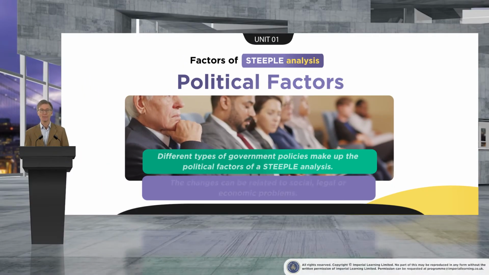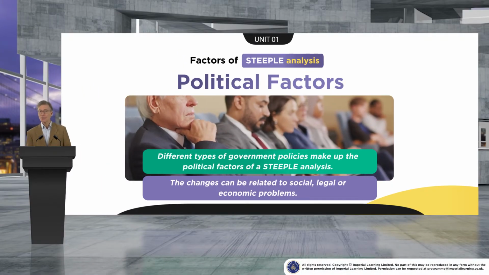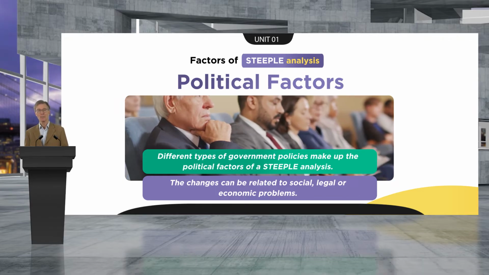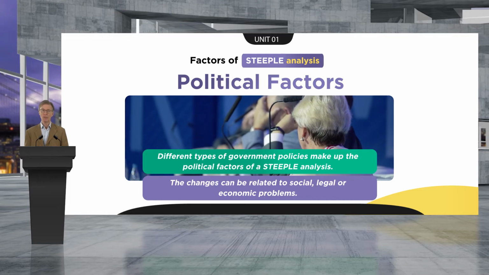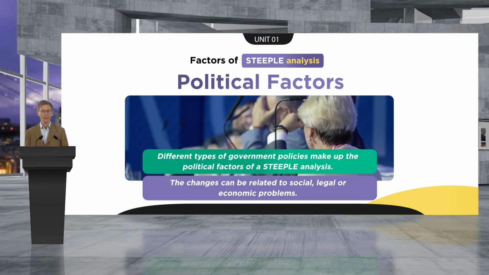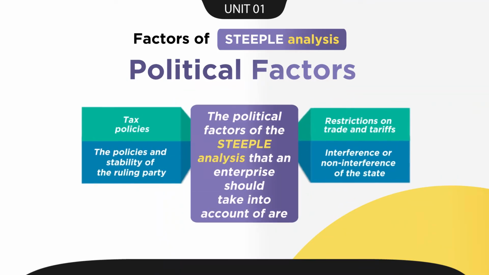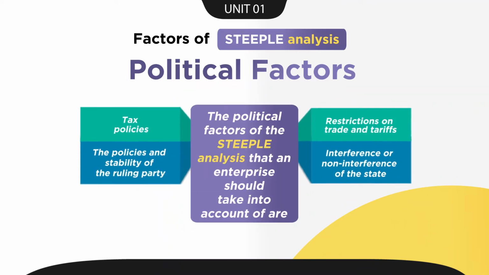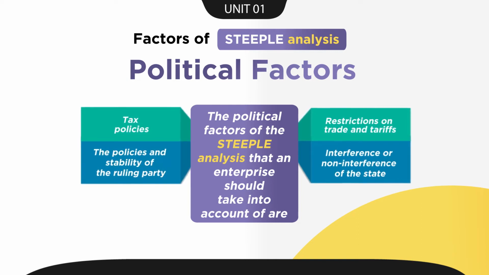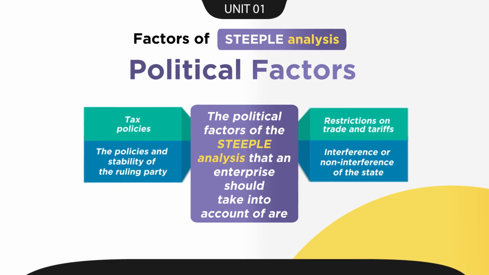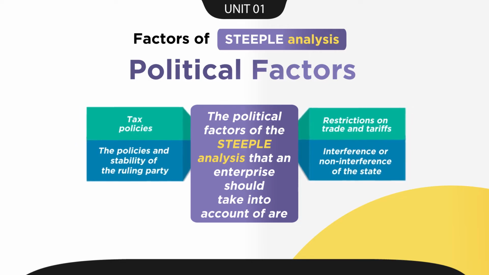Political factors. Different types of government policies make up the political factors of a STEEPLE analysis. The changes can be related to social, legal or economic problems. The political factors of the STEEPLE analysis that an enterprise should take account of are tax policies, restrictions on trade and tariffs, the policies and stability of the ruling party, and interference or non-interference of the state.